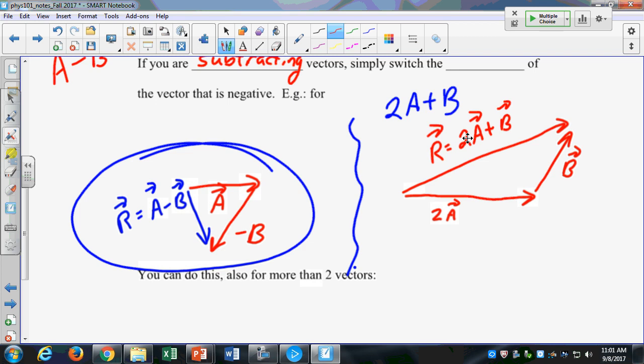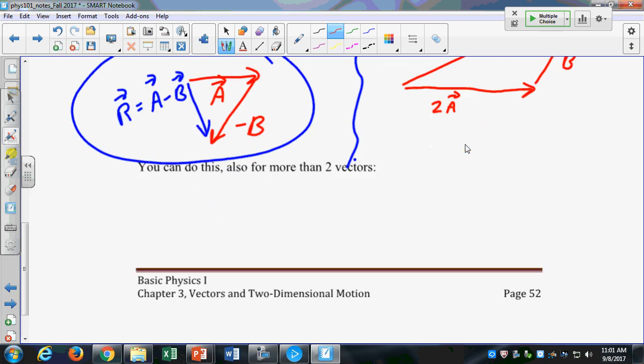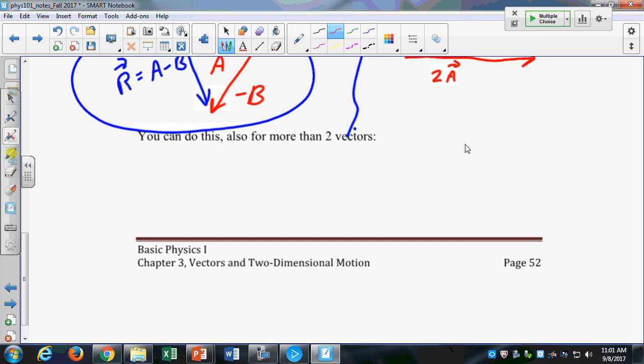I'll show you a similar one that you'll have in just a second. But you can do this also for 2 or more vectors. Like, let's say that I have, well, this is like what you'll have in lab, actually, where you have A plus B plus C. Those would be my 3 vectors. And then if I want to know the sum of those 3 vectors, I start at the beginning, and I draw an arrow towards the end.